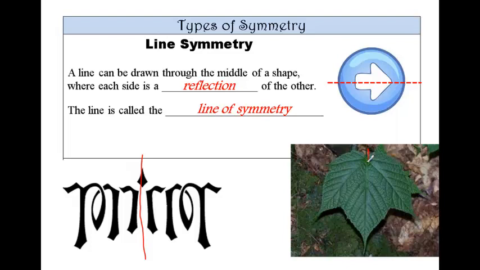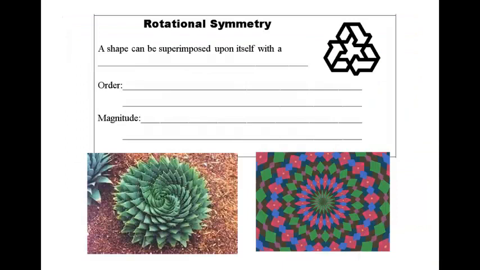This leaf here and other things have this, what we call bilateral symmetry. In science, in math, geometry, we're just calling it line symmetry. If you can draw a line down it, cut it into two equal halves that could be reflected onto each other, you got line symmetry. Pretty basic. Now the next kind is called rotational symmetry.